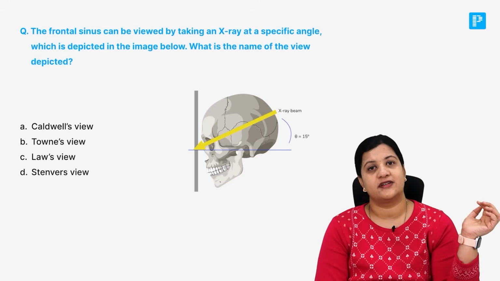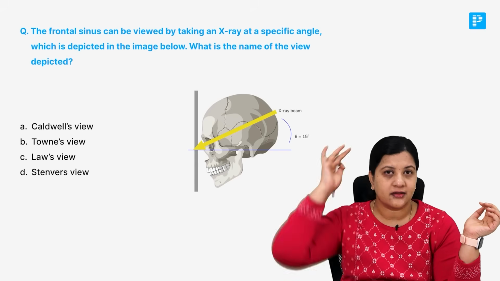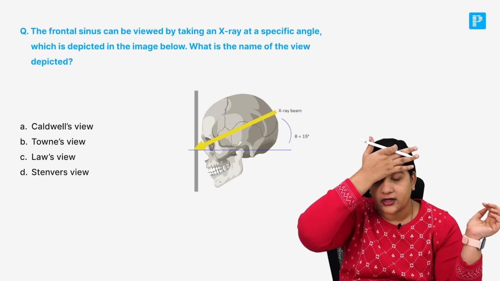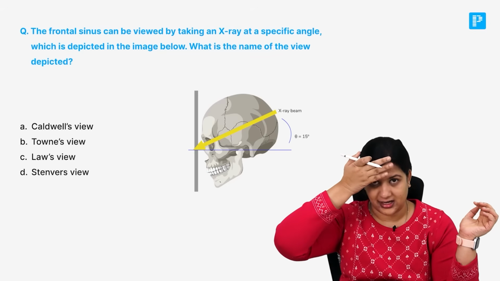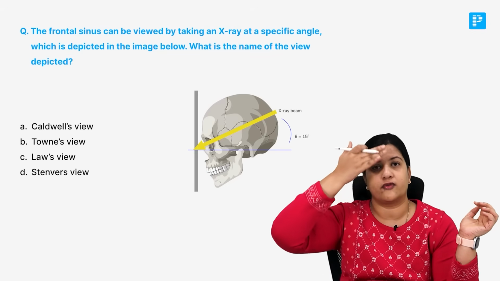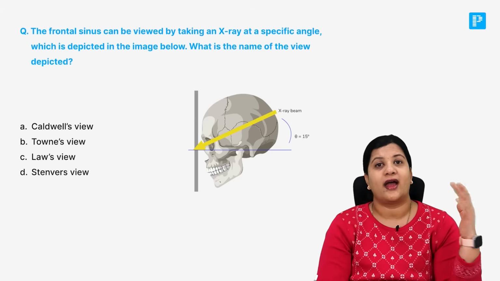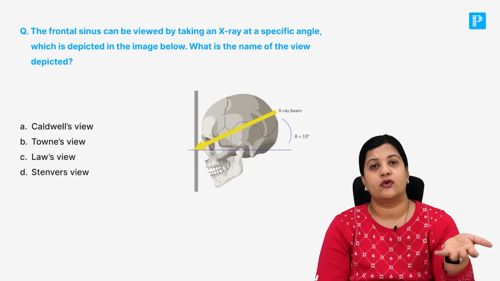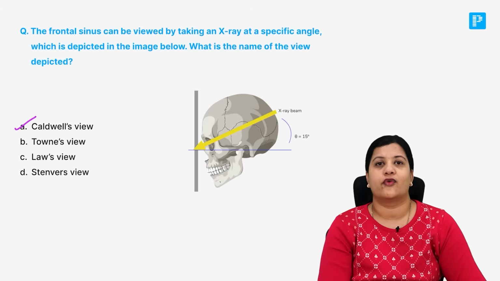So let's start with the first question, where they have given you a view where an X-ray beam is projected from the occiput going to the frontal. So in the occipitofrontal view, you can clearly see the chin is down and the frontal bone or your frontal sinus is touching the X-ray plate. So whenever you have the occipitofrontal view, we know that that view is called Caldwell's view, and this is the best view for the frontal sinus.